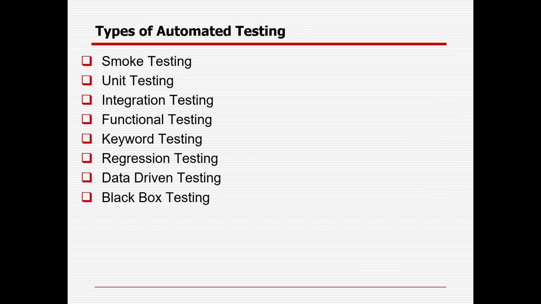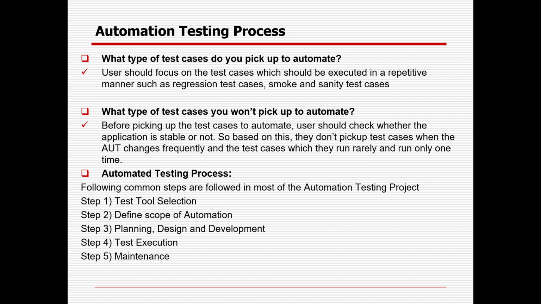What are the different kinds of testing you can perform through the automation journey? You can do smoke testing, unit testing, integration, functional, keyword driven testing, regression, data driven, and black box testing as well through the automation framework.